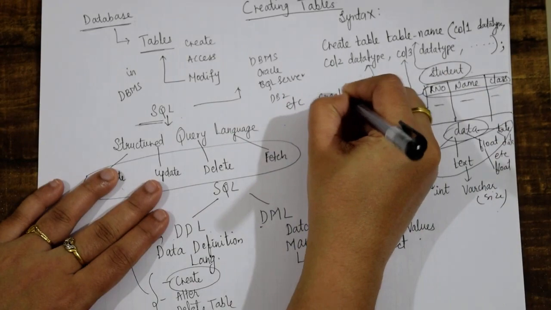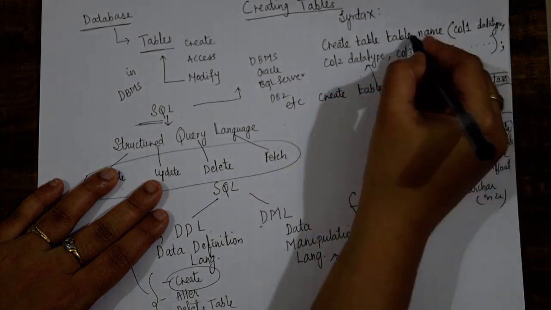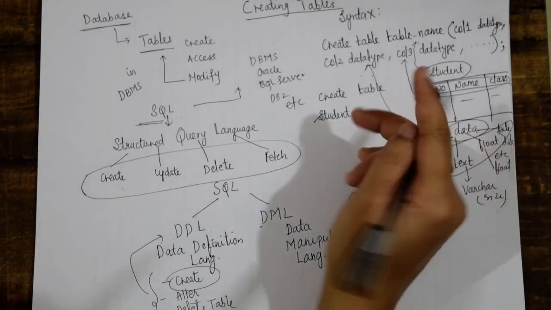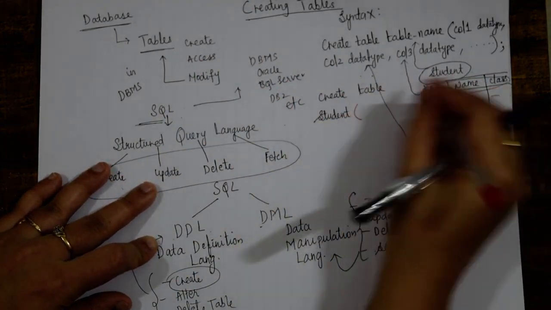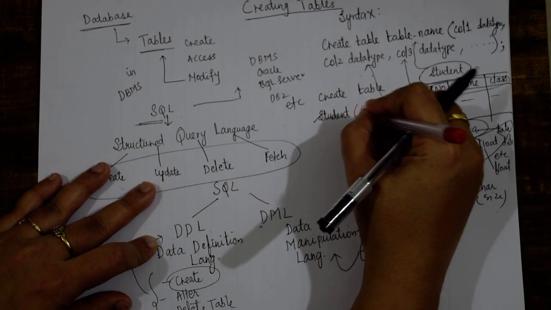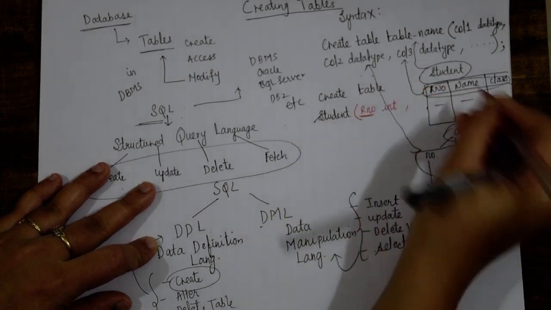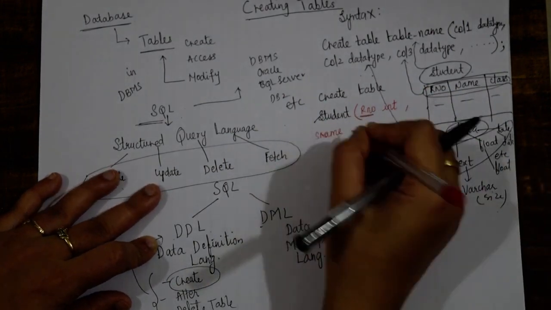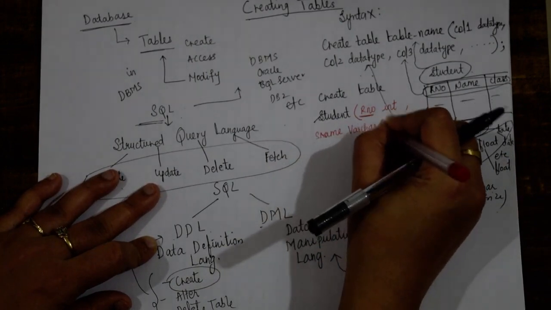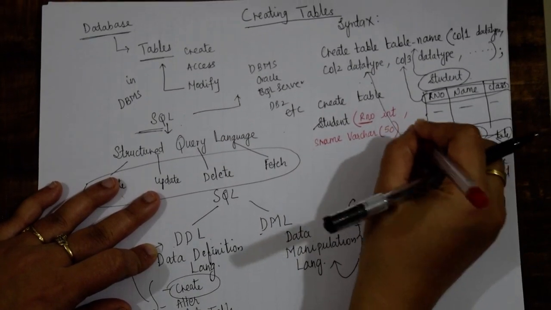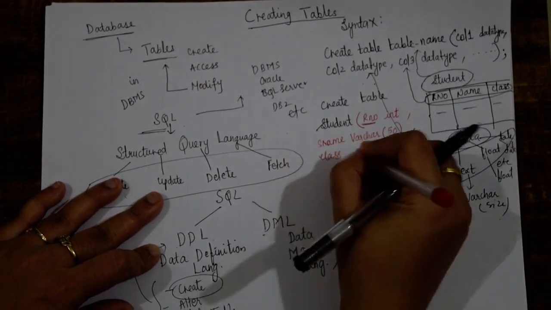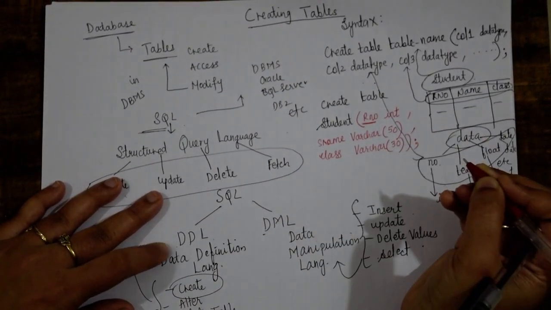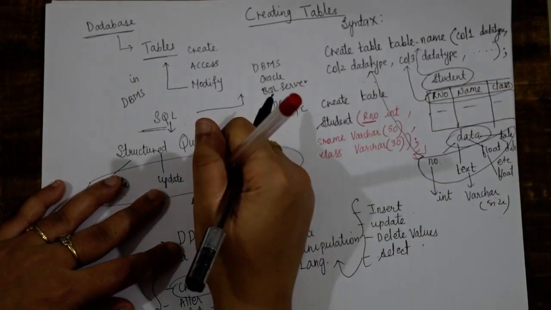So create table, table name is student, then into bracket roll number, as it is a number we will take integer, then name, name is text, we will take varchar, and I am taking size, suppose 50, comma, class again varchar, bracket close and semicolon. This is the create statement for the student table.